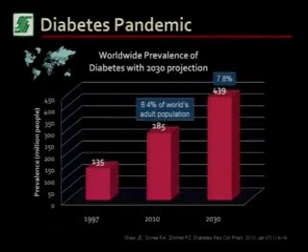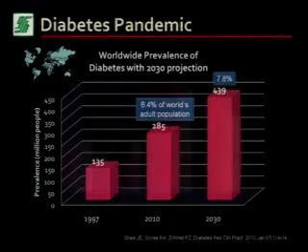In 1997, the prevalence of people with diabetes worldwide stands at 135 million, and at 2010, so last year, 285 million people have diabetes, and this constitutes 6.4% of the world's adult population. And in 2030, this would be projected to increase to 439 million people, which would be 7.8% of the world population. So 1 in 15, 1 in 16 adult people would have diabetes.